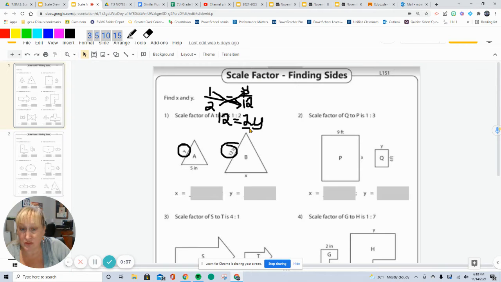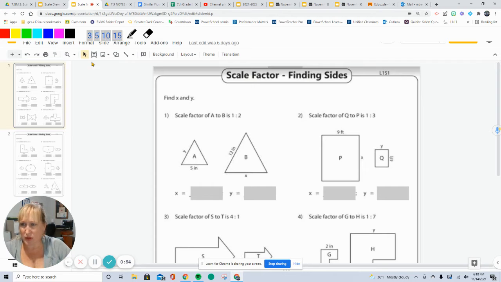You will move this over by division. So divided by 2, moves it over. You'll end up with y equals 6. So y equals 6 for this one. Now, again, that's one way.